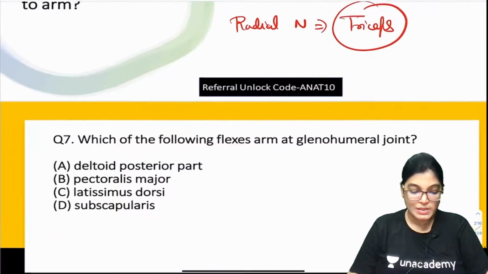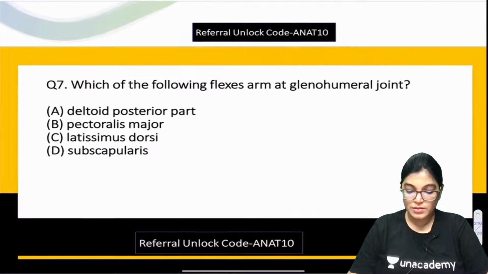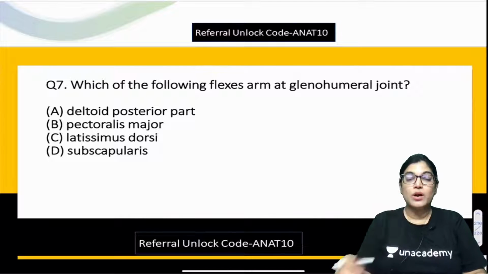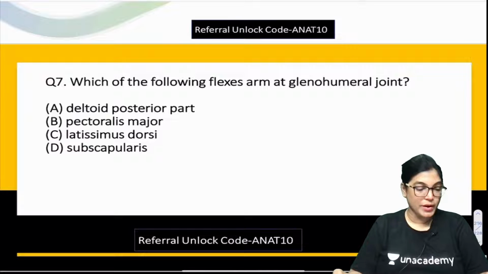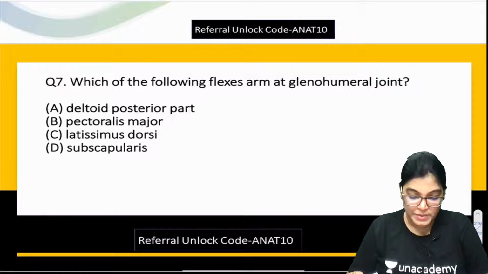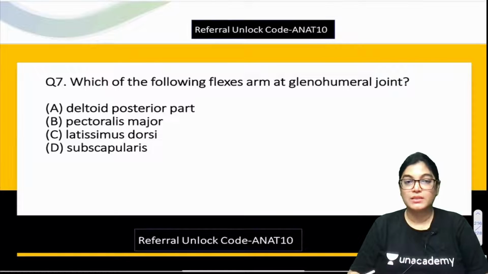Okay, so let's move on to the 7th number MCQ. Which of the following muscles flex the arm at the glenohumeral joint? Which of the following muscles is flexing the arm at the glenohumeral joint? Okay, yes. So, please mark the correct answer, question number 7. Shrija, okay. Sarans Acharya, it's B, okay. What about others?